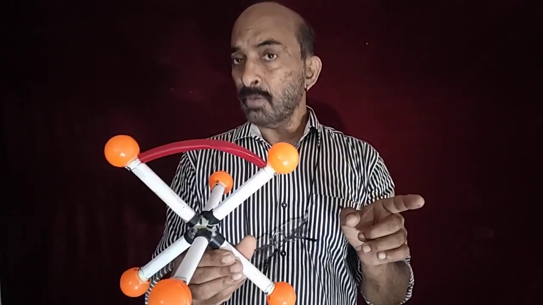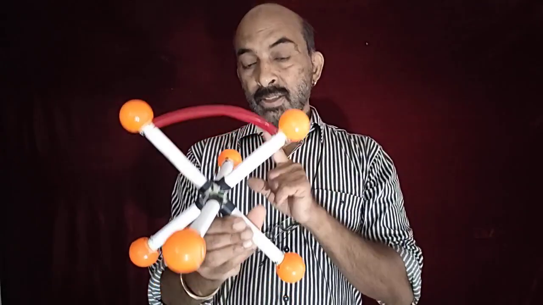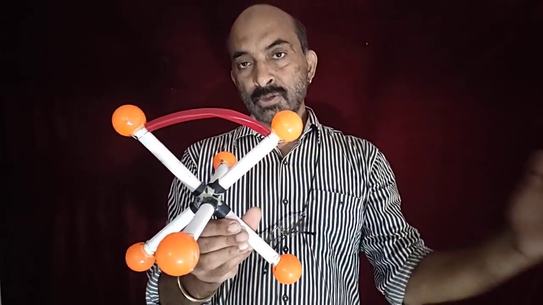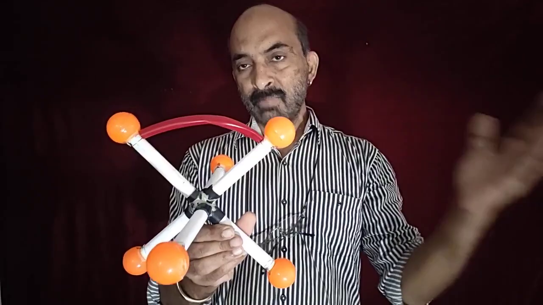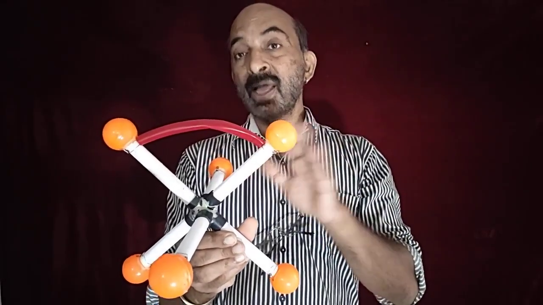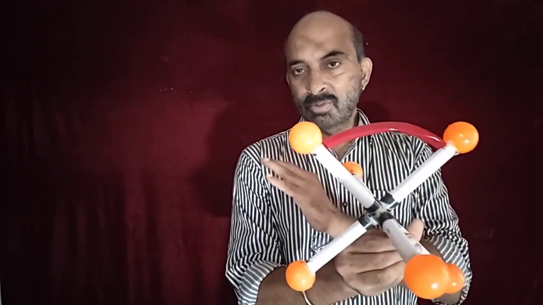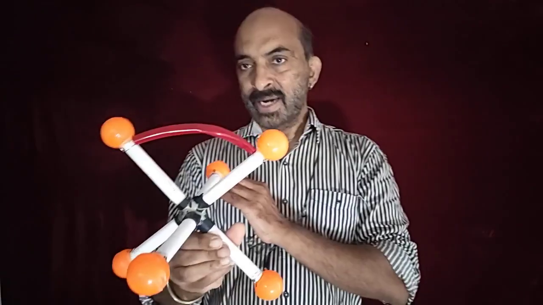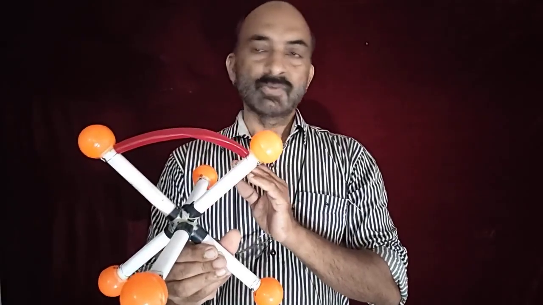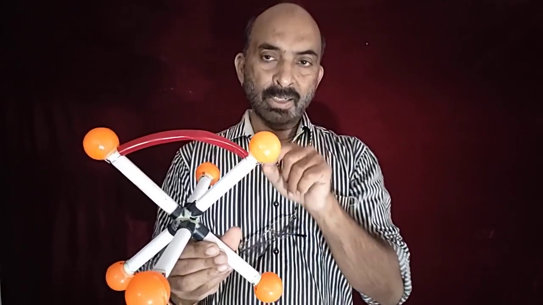Is there any possibility of optical isomerism? No. Why? Because if this molecule is shown in a mirror and the mirror image comes out, it will be exactly identical and superimposable over this. The mirror image will be like this. On sliding, it will exactly superimpose with this, irrespective of the position of the bidentate ligand.